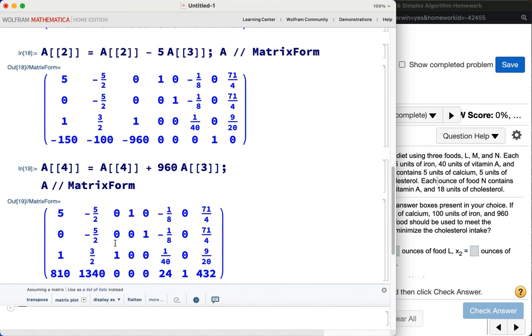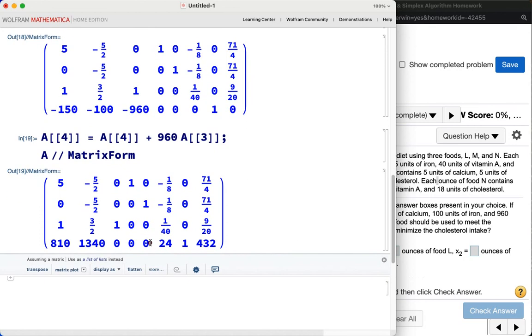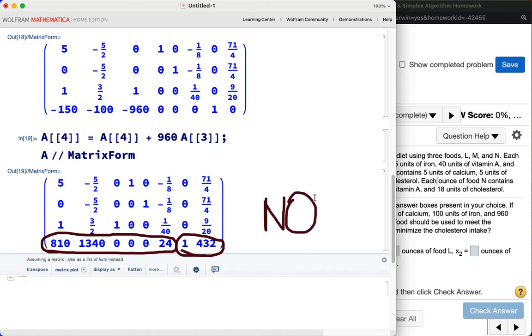Okay, so now let's take a look at the bottom row. Don't worry about the last two values, not yet. Look at all the values of the bottom row except the last two values. Are any of them negative? The answer is no. Everything here is either 0 or positive, which means we're done. We have the answer that we want.